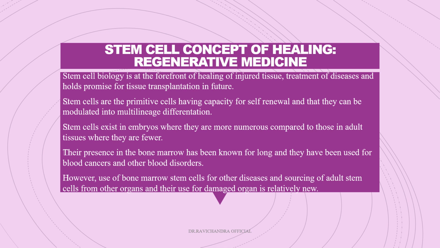So stem cells are primitive cells which have the self renewal capacity, and they can be modulated to multi-lineage, and these exist in embryos and adults, but their number will be more in the embryos. And the stem cells in bone marrow are used in treatment of blood cancers and many blood disorders.